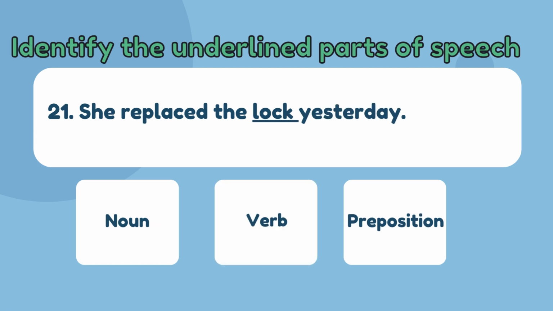She replaced the lock yesterday. So it's a noun, verb, or preposition. Again, this is the same word. So here it's a noun because lock can be used as a noun and as a verb depending on the place in the sentence. And here you see the. You see the. This means that this has to be a noun.